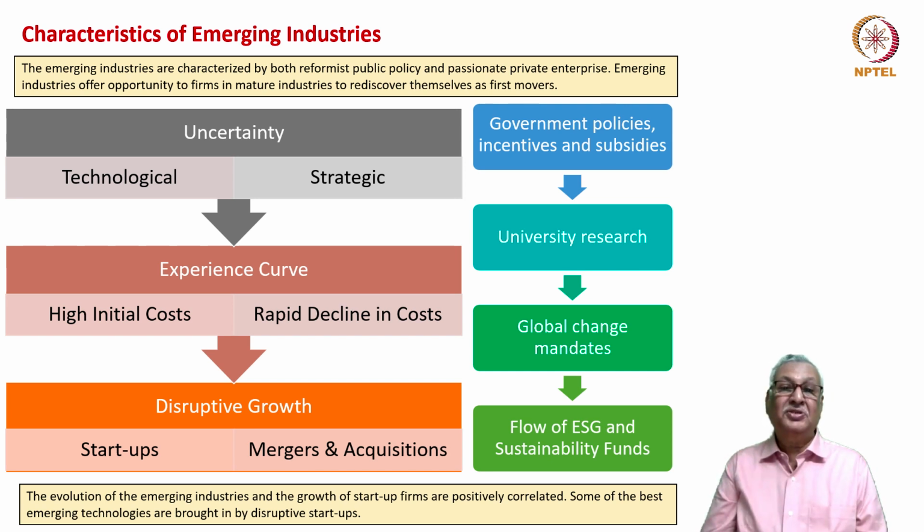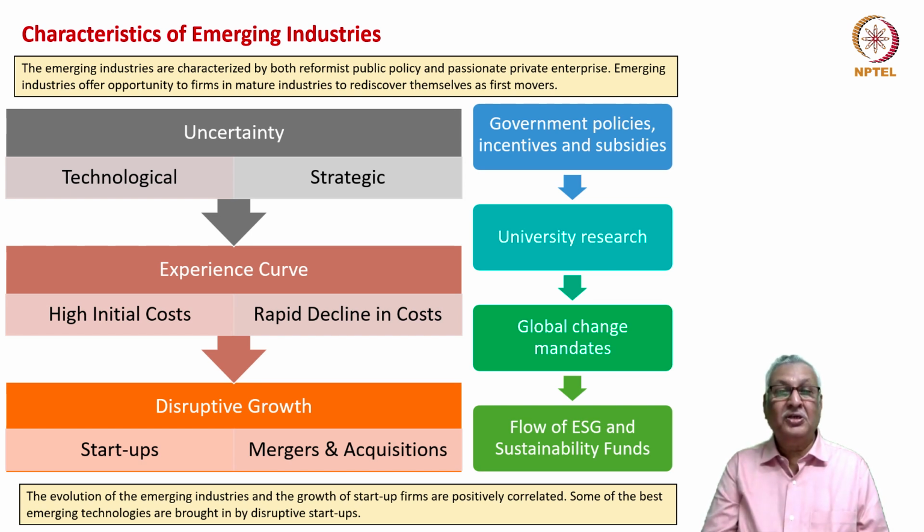But these emerging industries are characterized by technological uncertainty and strategic uncertainty. The experience curve could be slow to come by. There would be high initial costs, and rapid decline in costs is a bonus that happens. Disruptive growth is possible when we focus on startups and mergers and acquisitions.